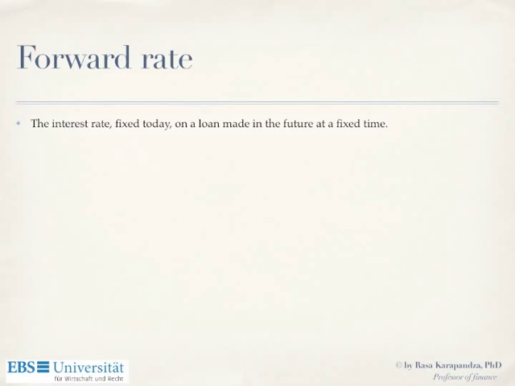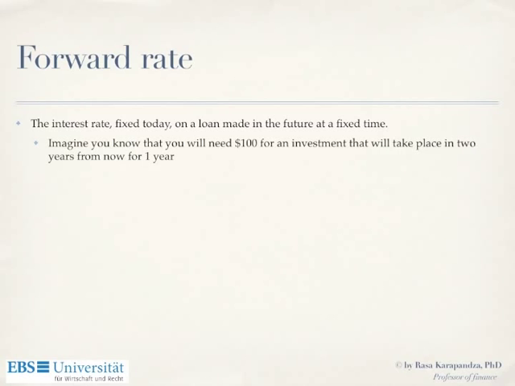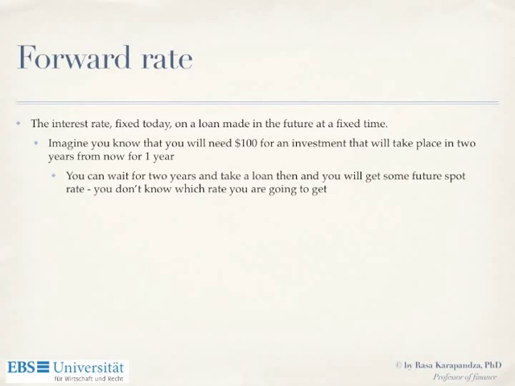We said if you want to raise the money for a project that takes place in 2 years from now and lasts for 1 year, you can do it in two ways. You can wait for 2 years and go to a bank, and the bank will give you the current spot rate. But from today's perspective, this is risky because you have no idea what this rate is going to be in 2 years from now. Alternatively, you could go to a bank and ask them to give you a rate today, and you sign a contract today that you will take a loan in 2 years from now. And the bank will give you what is called the forward rate. This example shows very well what the forward rate is.